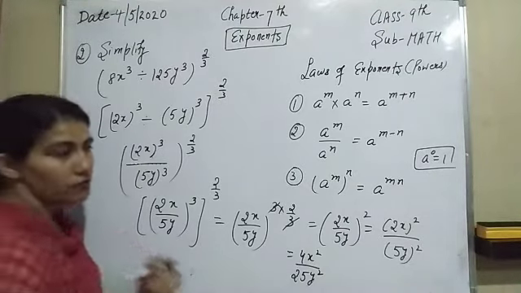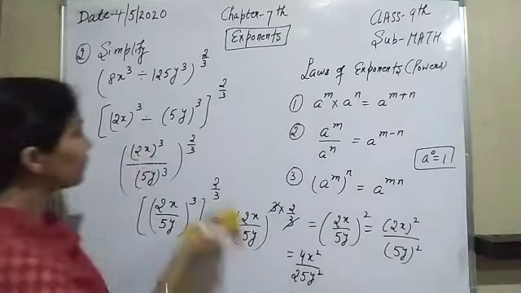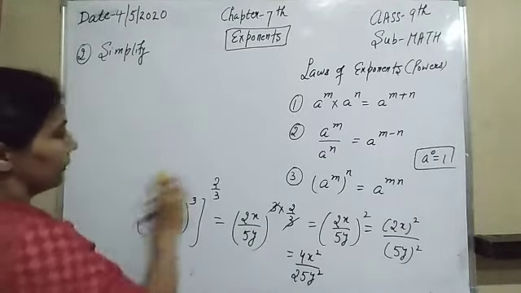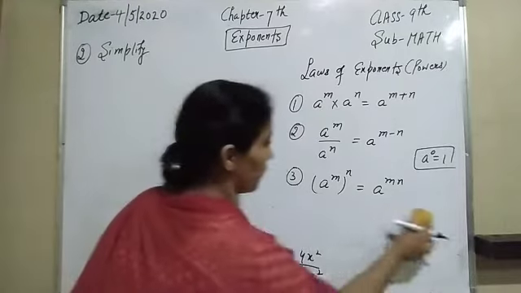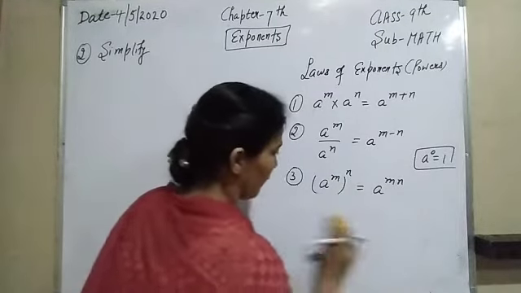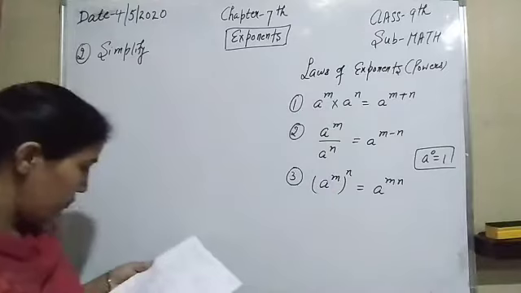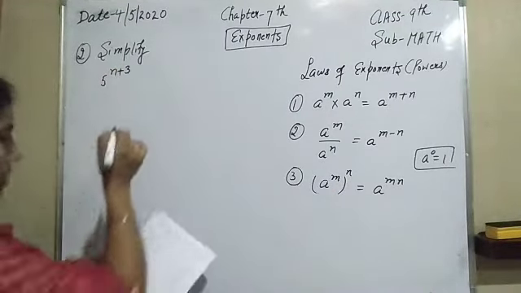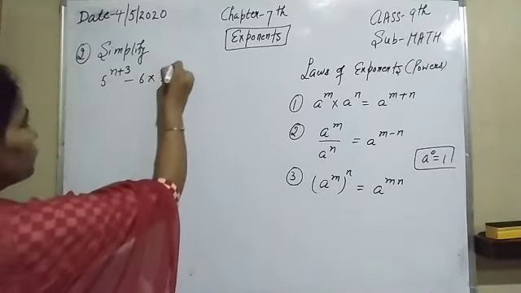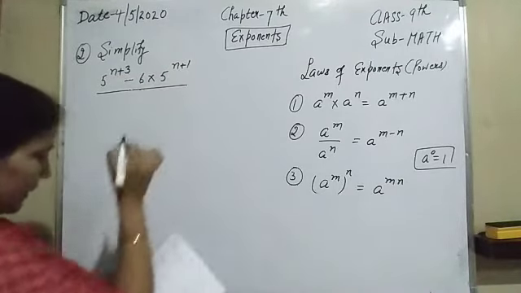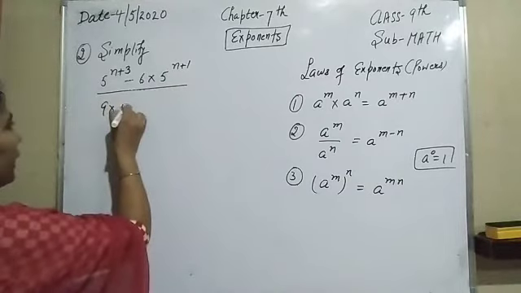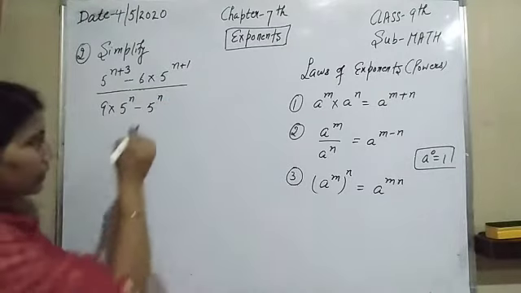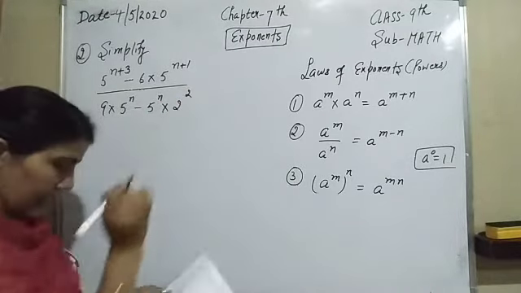Now come to the next part of this question. Now the next part is we have to solve 5 raised to power n plus 3, minus 6 multiply 5 raised to power n plus 1, and divided by 9 into 5 raised to power n minus 5 raised to power n multiply 2 square.